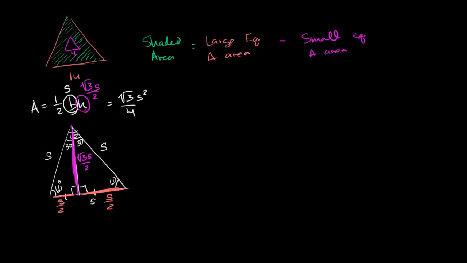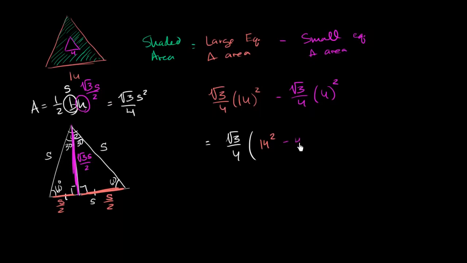So the area of the larger triangle is going to be square root of 3 over 4 times 14 squared. And the area of the smaller triangle is going to be square root of 3 over 4 times 4 squared. And let's see, we could factor out a square root of 3 over 4. So this is going to be equal to square root of 3 over 4 times 14 squared minus 4 squared, which of course we know is 16.